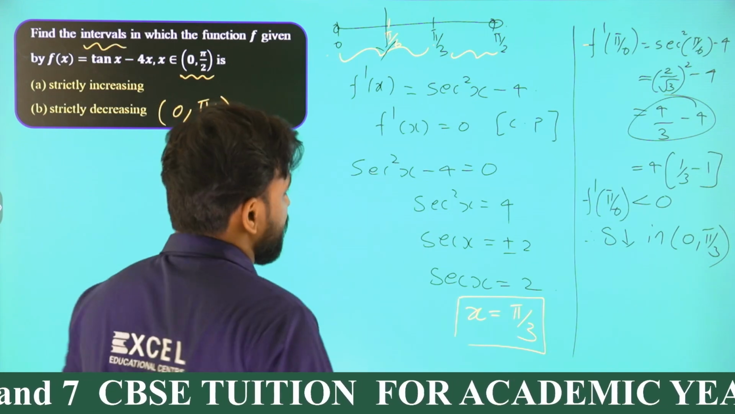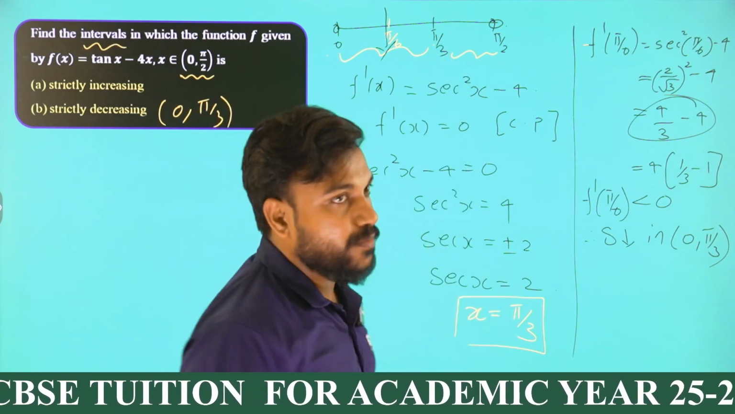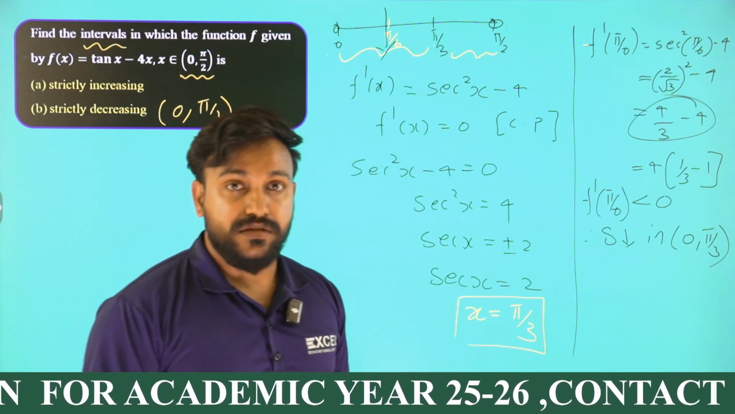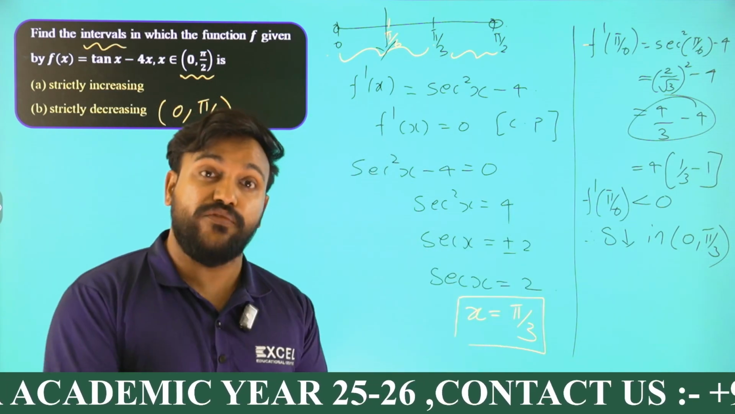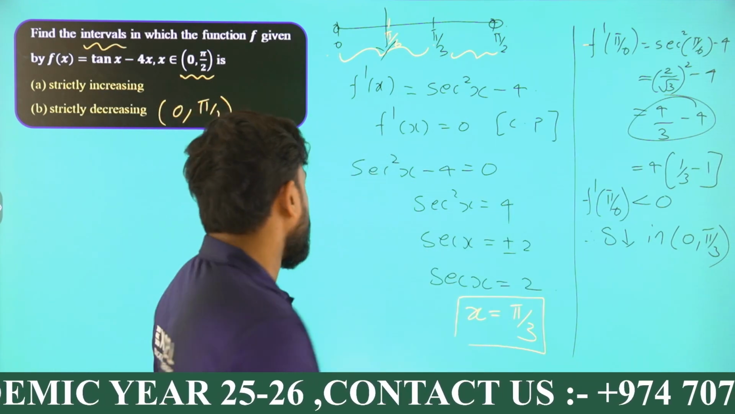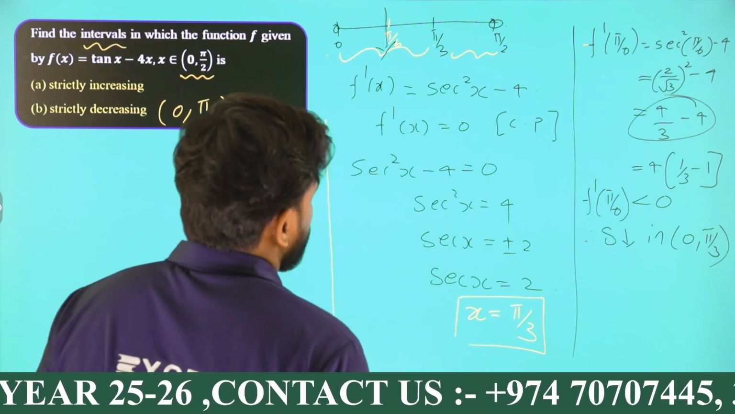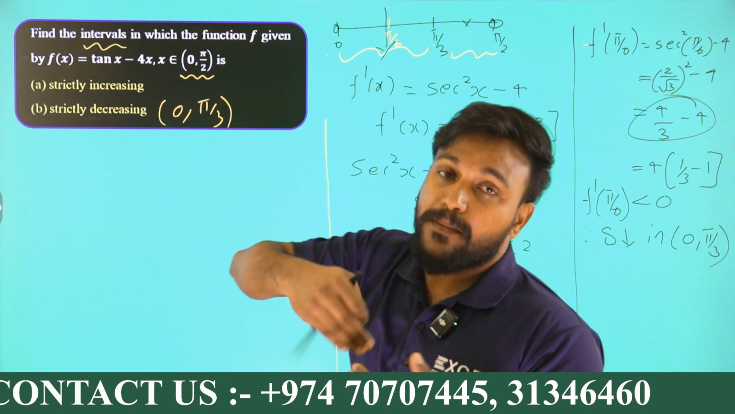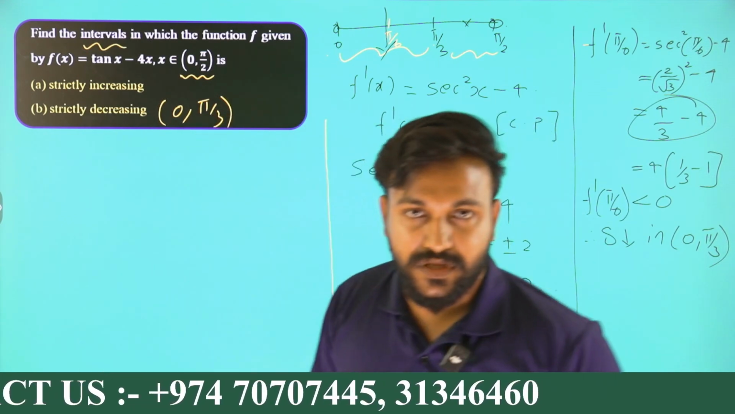Now we need the increasing interval. Usually this will be the increasing interval, but there is a chance that in the second interval it's also decreasing. Then the critical point becomes a point of inflection. That's a possibility. So we have to check that also. But the problem is you are not able to find any known value that can be put between pi by 3 and pi by 2.